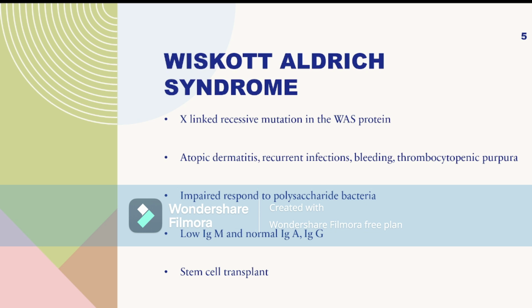Now come to Wiskott-Aldrich syndrome. It is mainly an X-linked recessive disorder in which there is a mutation of the WASP gene. This WASP protein is mainly present in the T cell and also the platelet, in the cytoplasm of T cell and platelet. So if the protein is deficient, then the platelets and also the T cells are decreased to some extent. We see the triad of atopic dermatitis, recurrent infection, and thrombocytopenic purpura with bleeding. This is the triad of Wiskott-Aldrich syndrome.